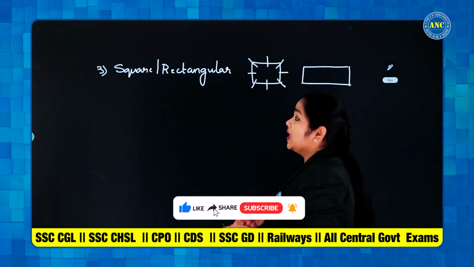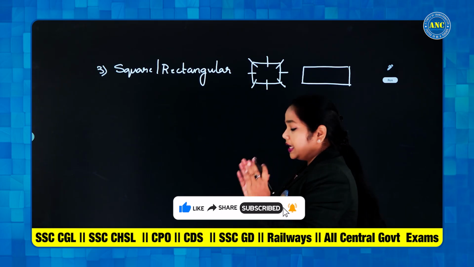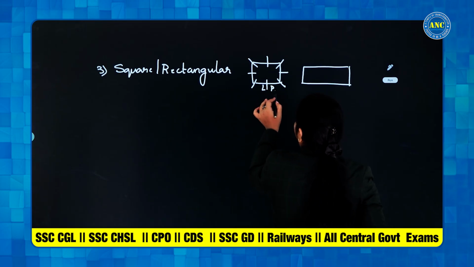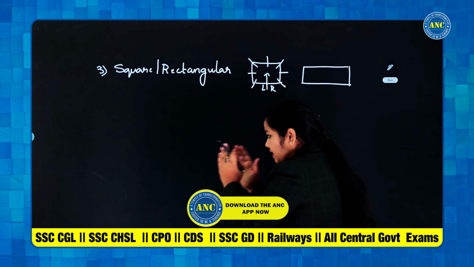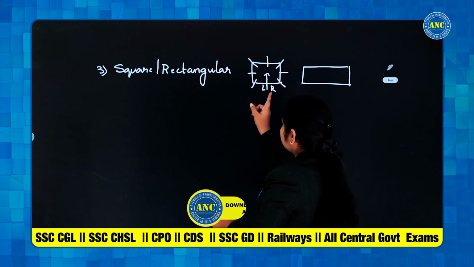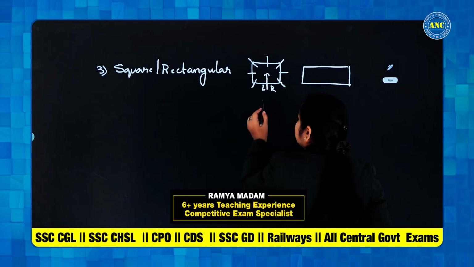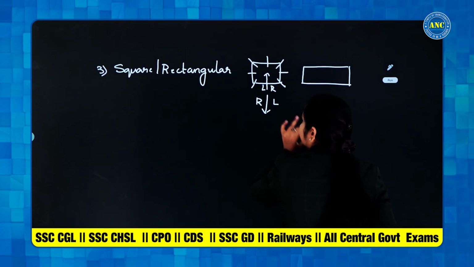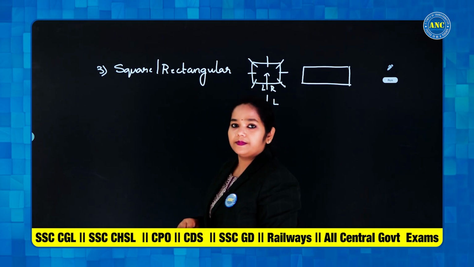And here also same concept. Inside the table, this will be left and right. If they are facing towards the center of the table, this will be their left and right. If they are facing away from the center of the table, then reverse, this will be their right, this will be their left.